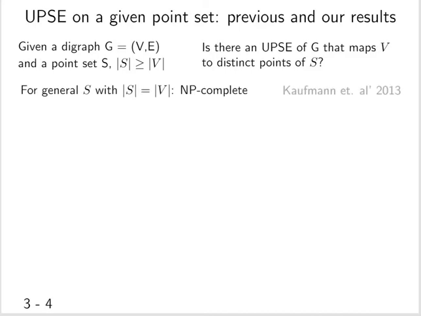We call a point set general if there are no 3 points on the same height. Given a graph and a point set, it is NP-complete to decide whether there is an upward straight line embedding of that graph on that point set.